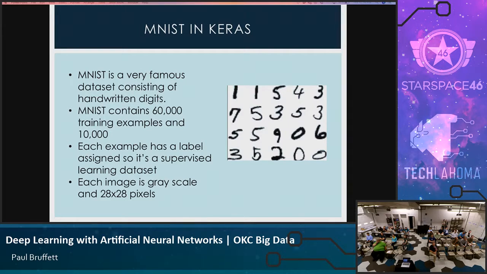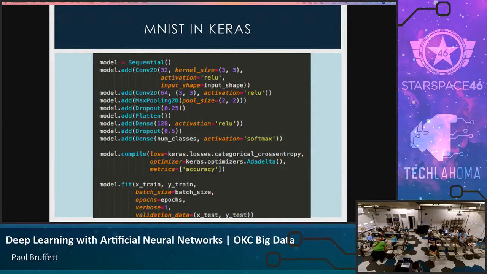MNIST is a very famous data set consisting of handwritten digits. It has 60,000 training examples and 10,000 test examples for validation. Each example has a label assigned, so it's a supervised data set. And each image is grayscale and 28 by 28 pixels. And so this is what they look like whenever you zoom in. It's an old data set, it's been around for a long time, so there's a lot of academic research around MNIST. And it's a prepackaged data set in most machine learning libraries, including sklearn and TensorFlow. So I'm not showing you any of the pre-processing because we're not here to code, but I'm showing you what it looks like whenever you do it.